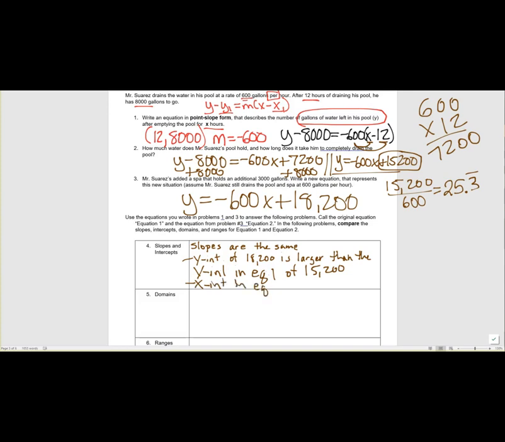Okay? Then the x-intercept in equation 2 is larger, let me just say it this way, larger at 30.3 than the x-intercept in equation 1 of 25.3. Okay? And this can all be verified through Desmos.